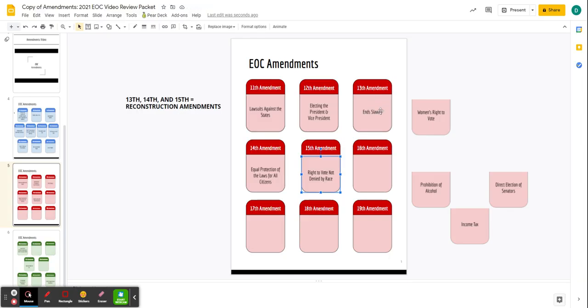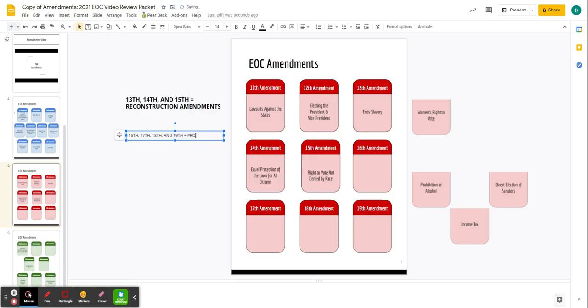So if y'all remember, we kind of went over this in class this way. Free citizens vote. Those are the Reconstruction era amendments. The remaining amendments on this screen, 16 through 19, also all go together. They are the Progressive era amendments.